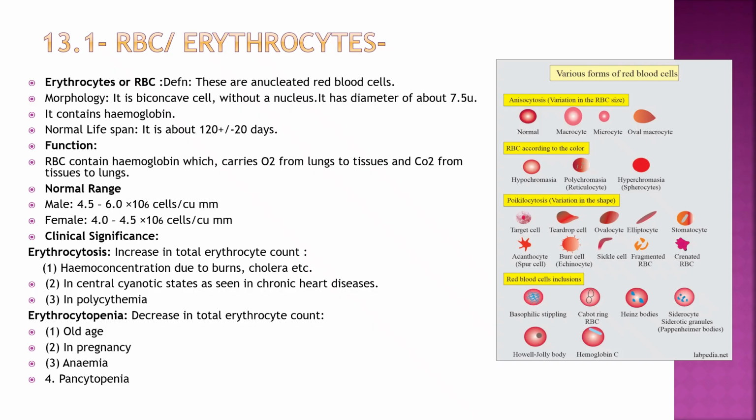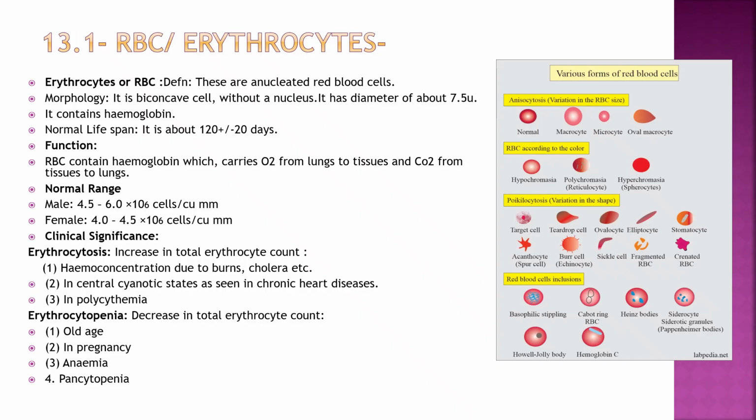RBCs, also called erythrocytes, that is red blood cells. They are anucleated biconcave cells, and normally in males they are 4.5 to 6 million cells, and in females 4 to 4.5 million cells per cubic millimeter.